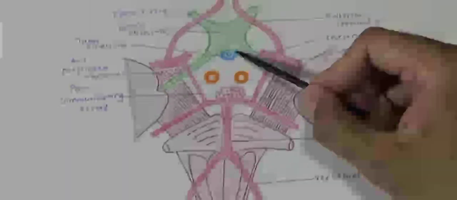From before backward, this is tuber cinereum and infundibulum, part and parcel of hypothalamus, particularly the infundibulum. When it passes through the diaphragma sellae, it is continuous with the neurohypophysis. Posteriorly, you can see two small sessile structures. They are supplemented by two gracile and two cuneate tubercles. Now the next boundary is the roof.